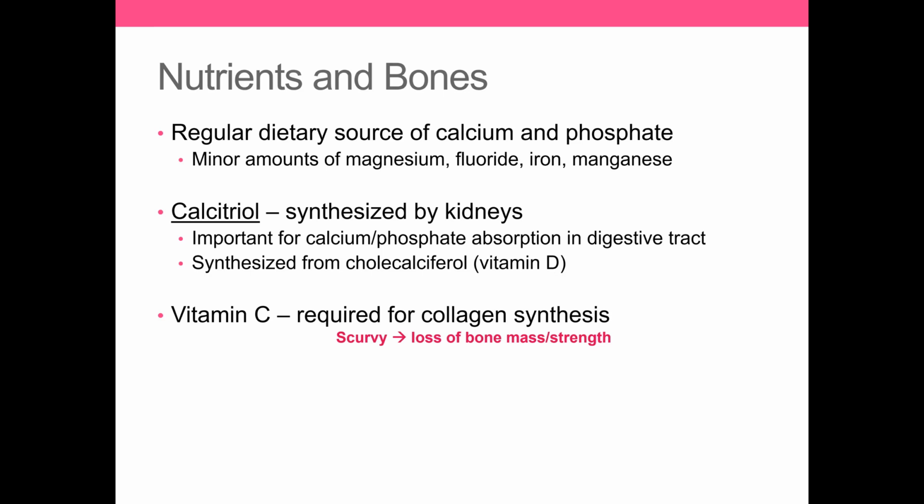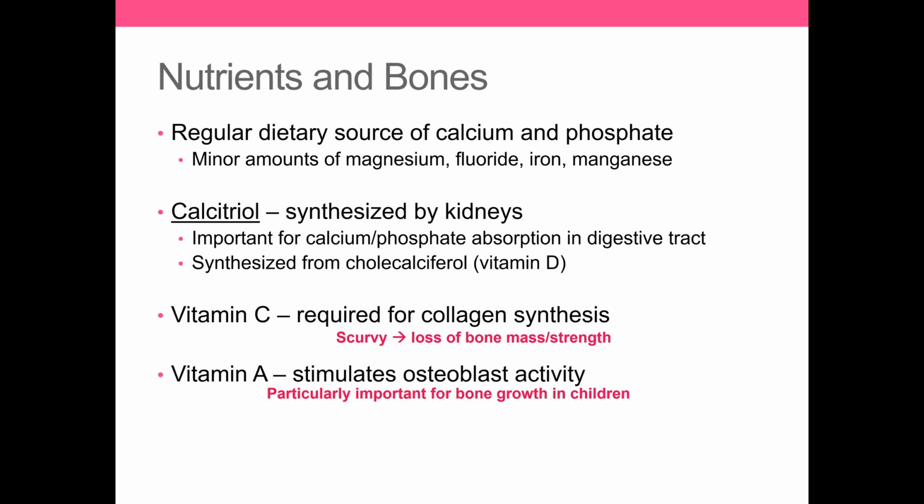Vitamin C is also very important. Vitamin C is necessary for collagen synthesis. And remember, bone is a matrix of collagen fibers with calcium phosphate salts put around it. So you have to have that collagen. Scurvy is a condition caused by a deficiency in vitamin C. And with scurvy, you get a loss of bone mass and strength. One of the first things that happens is your teeth will fall out because of the deterioration of the jawbone.